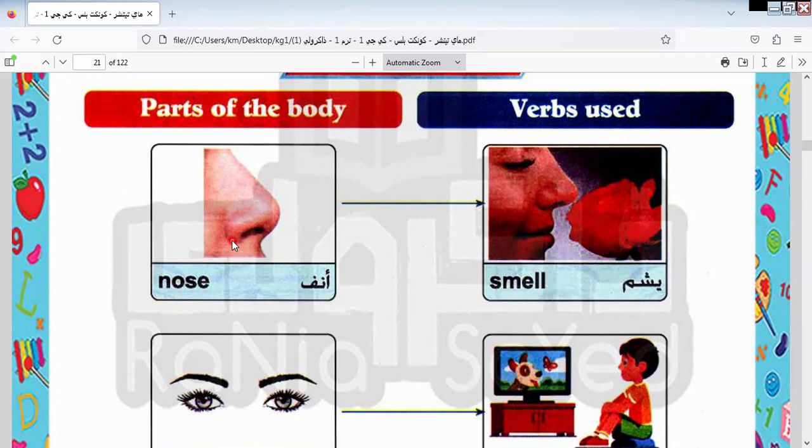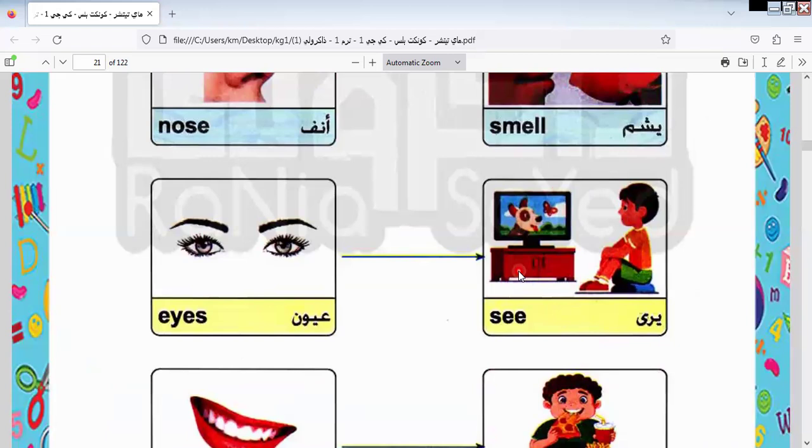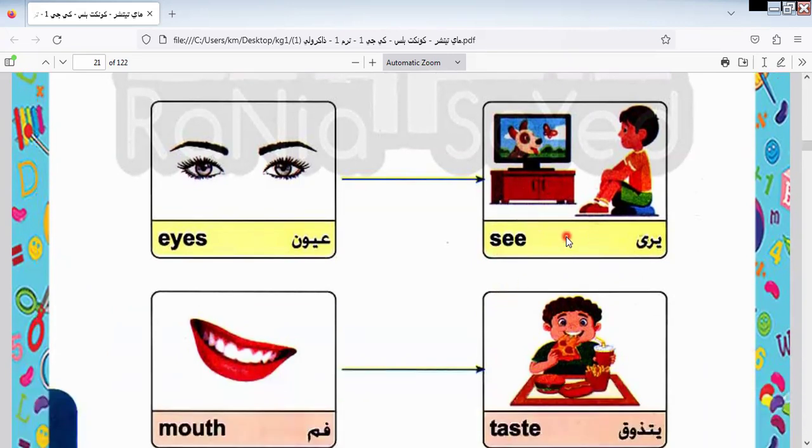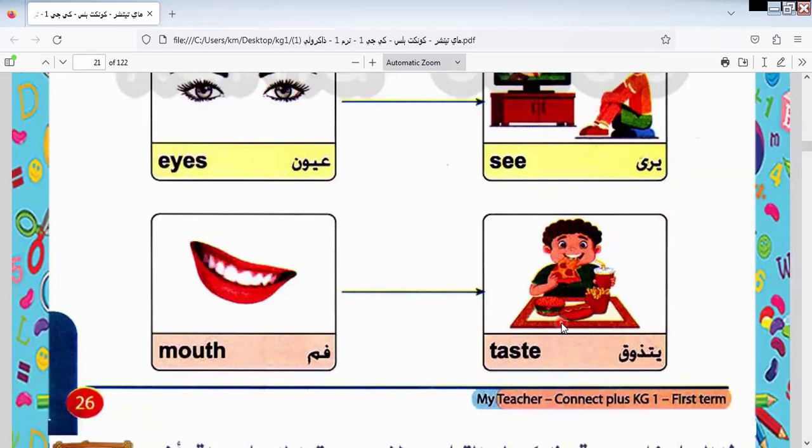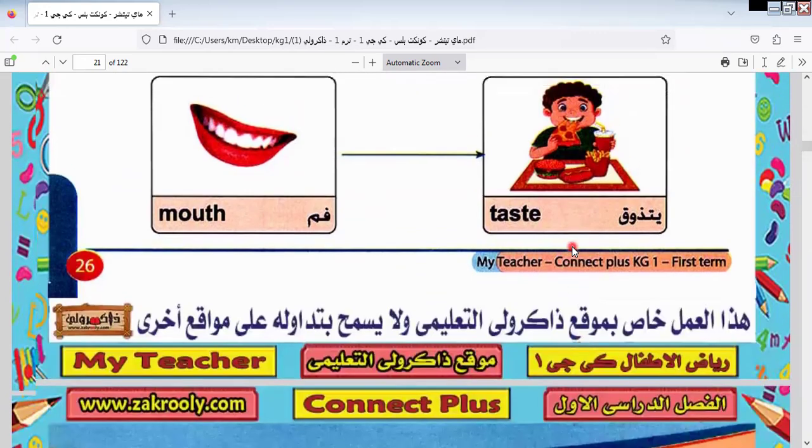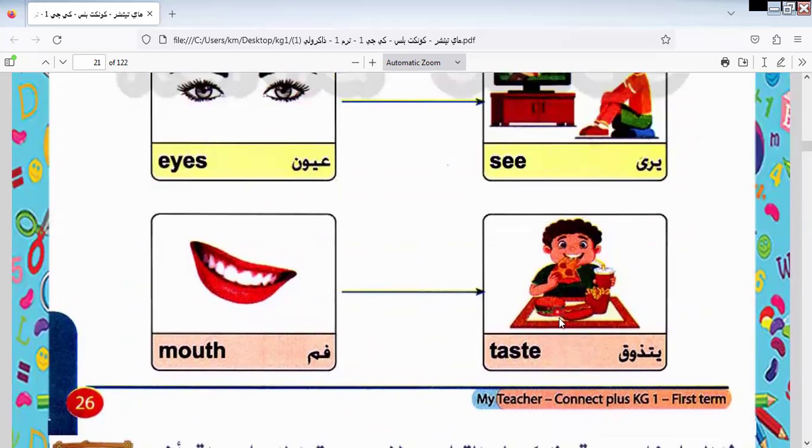Nose. When I watch TV or play video games or play on my phone, what part of our body do we use? We use our eyes. When we want to eat pizza or apple or orange or any food, what's the sense that we use? We use mouth.